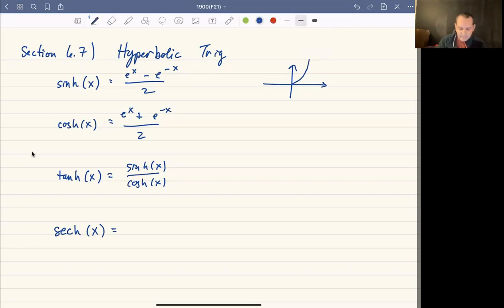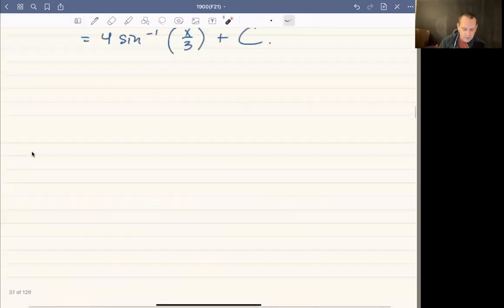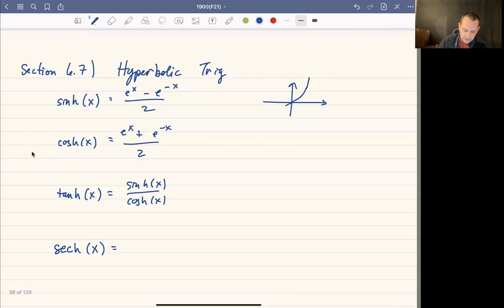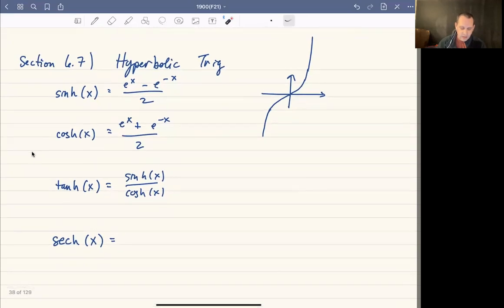When x is negative, the dominant term is going to be e to the negative x, because e to the x is going to be really small. This is going to look like negative e to the negative x over 2. So it's going to look something like that. These grow super rapidly and shoot off to infinity. As x moves further and further to the right, these values get higher exponentially quickly. So that's what sinh looks like.